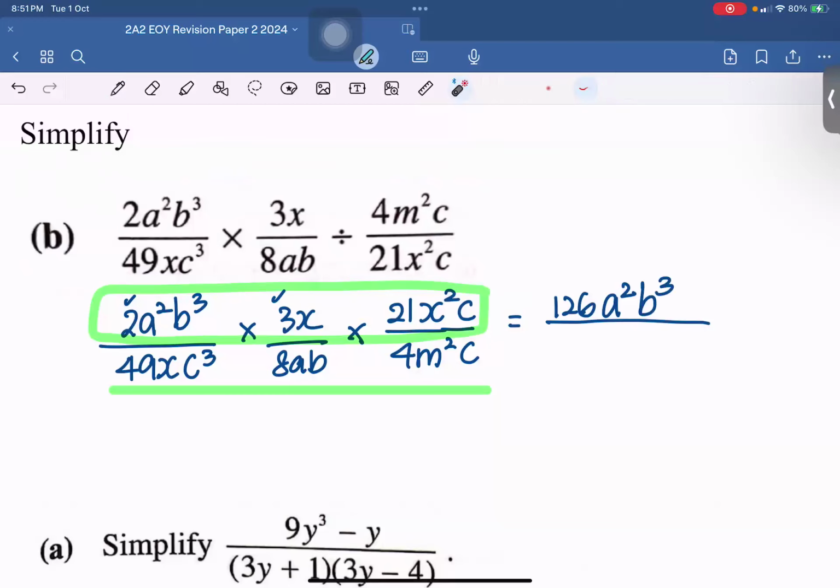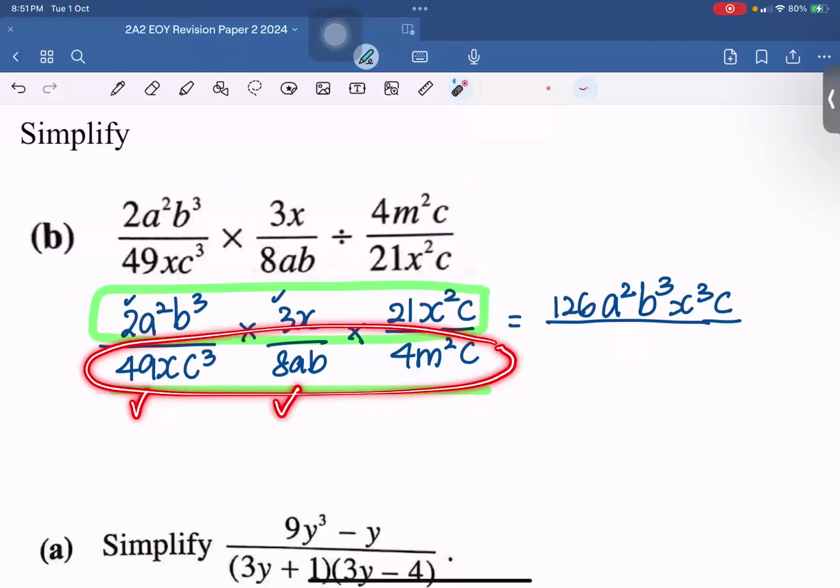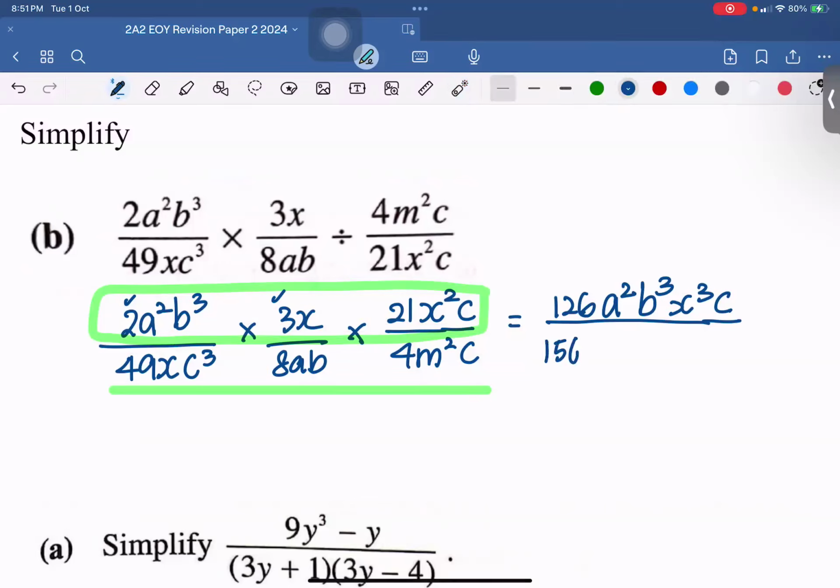Next letter X. There is X here and there is X square here. Multiplied together, here got 1, here got 2. Total how many? X cube. Then letter C. C is just C on its own. Next, denominator times denominator. So I have 49, 8 times 4. 49 times 8 times 4 gives me, wow, such a big number: 1568.